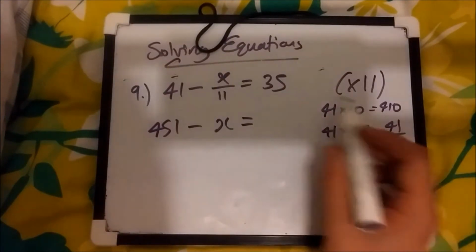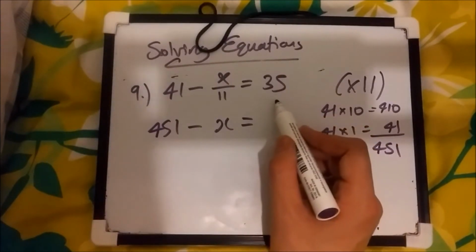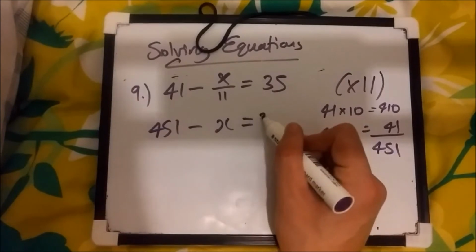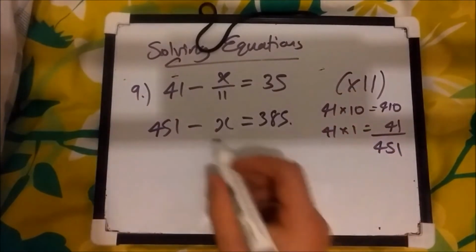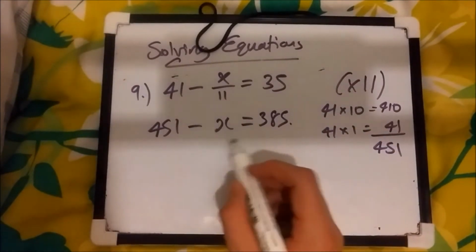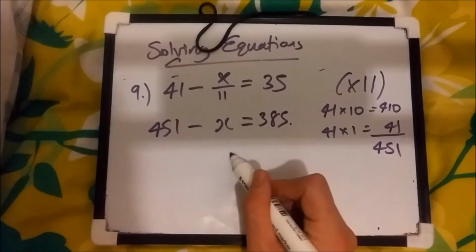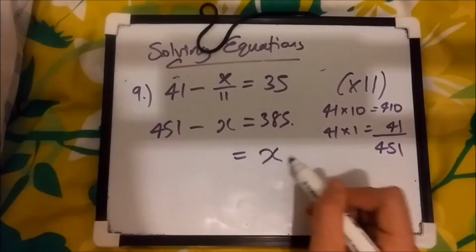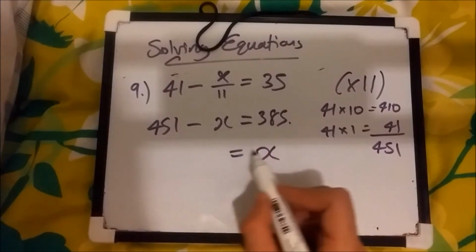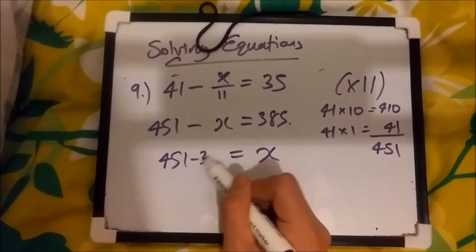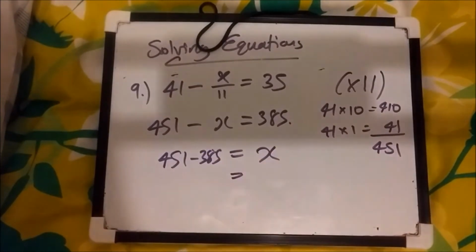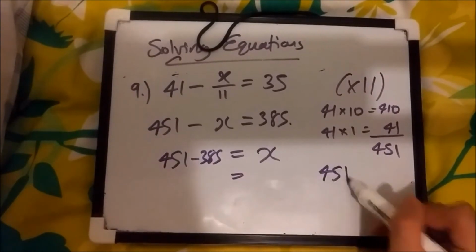35 times 11, same process. 35 times 10 is 350. 350 plus 35 is 385. And now it's just a case of, what I would do is try and make the x positive. So plussing x across, you get x. Subtracting 385, you're going to get this. Now just, of course, calculating that is another question.